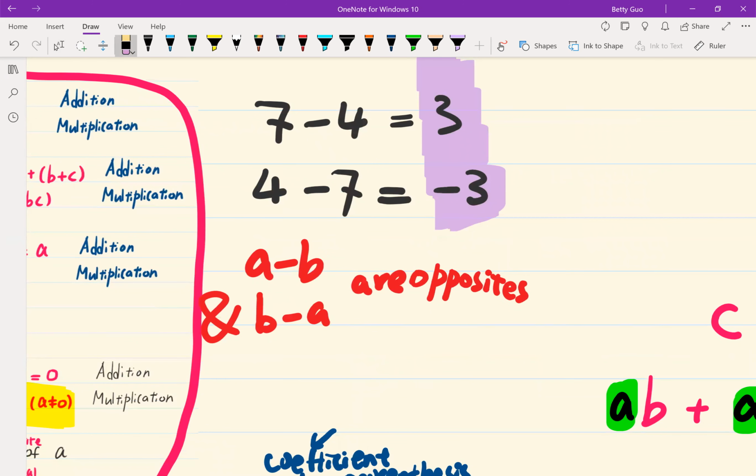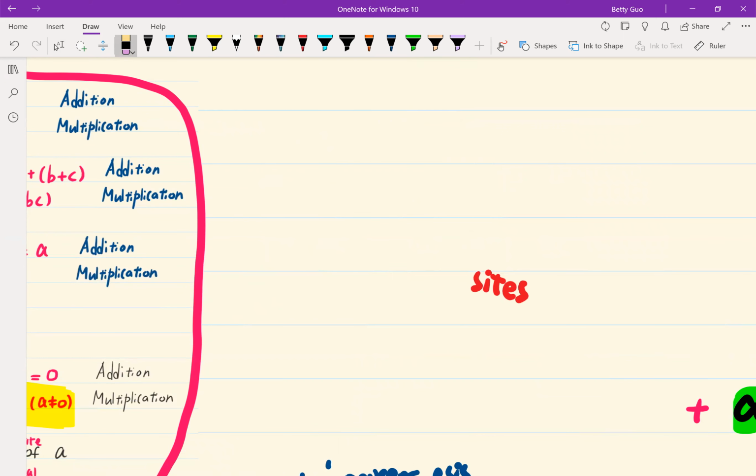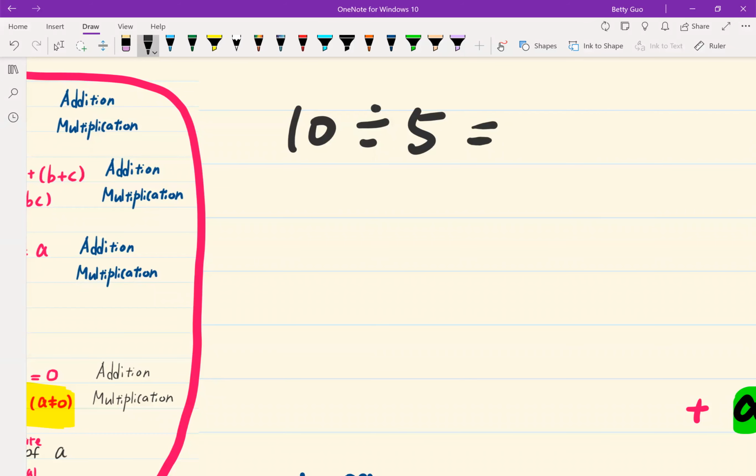The commutative property doesn't work for division either. Let me show you. Let's say we have 10 divided by 5. The dividend is 10, divided by 5. What's the quotient? Of course, 2. What if I interchange the dividend and the divisor? What is 5 divided by 10?